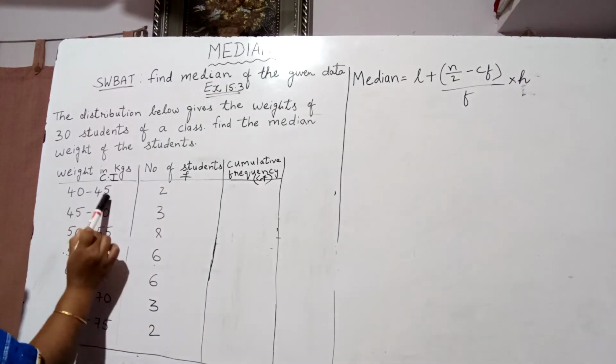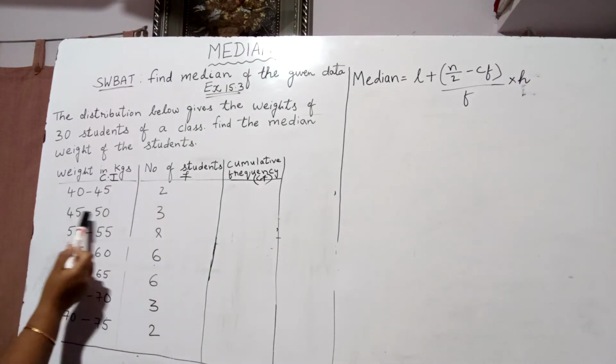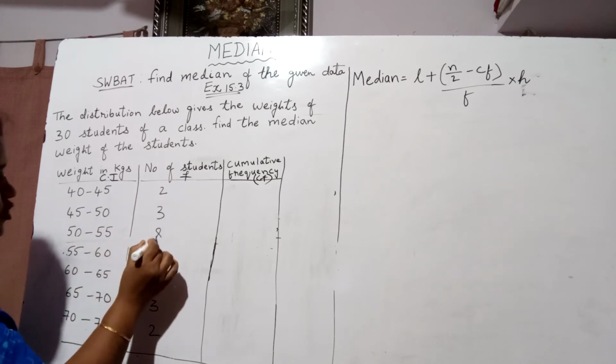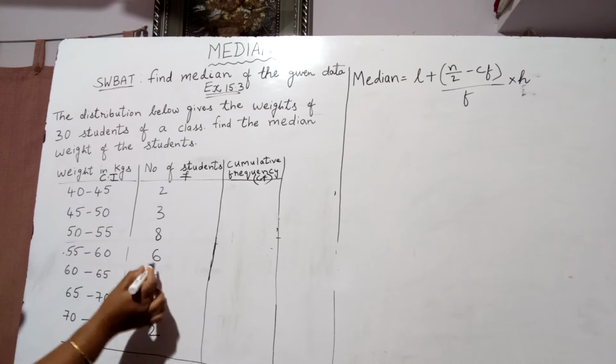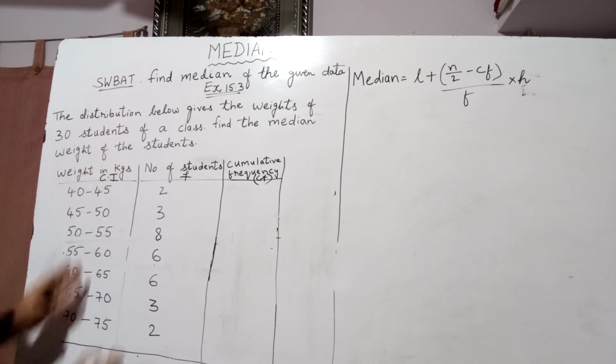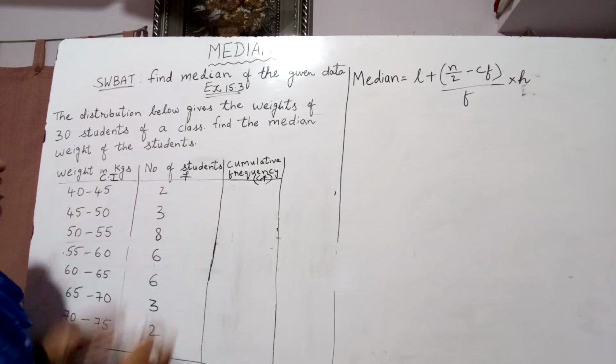Between 40 to 45 there are 2 students. Between 45 to 50 there are 3 students. Between 50 to 55 there are 8 students. Between 55 to 60 like this. So weight in kgs is taken as the class interval and the number of students is the frequency.